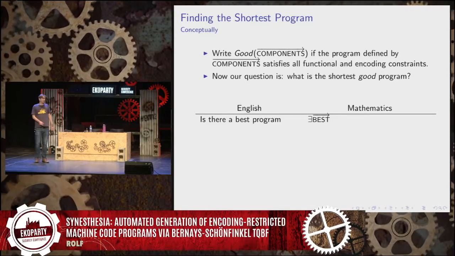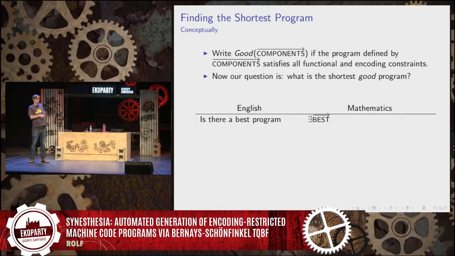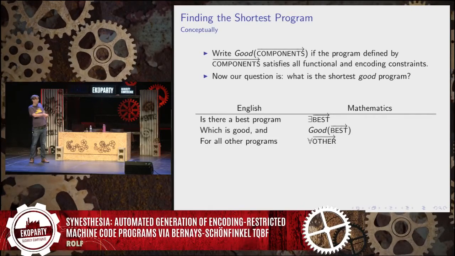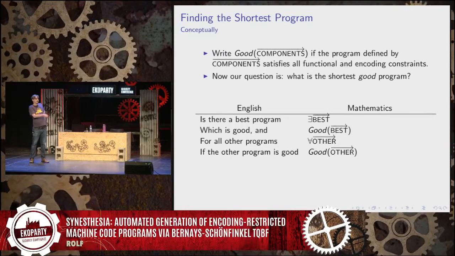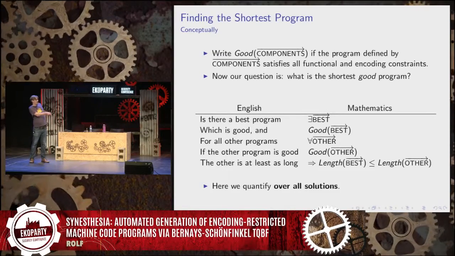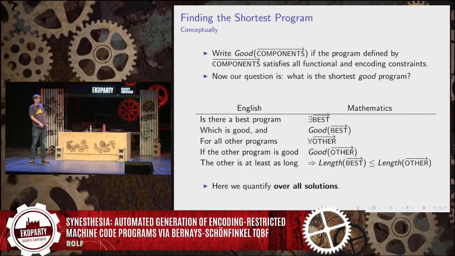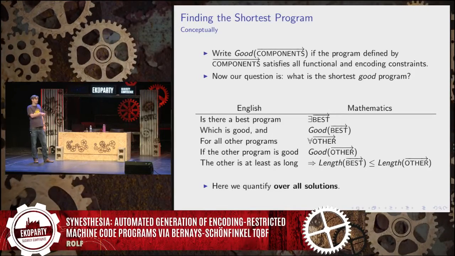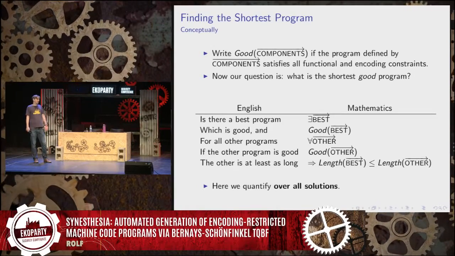Mathematically, we'll say: is there a best program, exists best, such that best is good, and for all other components, if the other components also satisfy the encoding restrictions and the functional restrictions, then the length of the best program is less than or equal to the length of the other program. So we're quantifying over all other solutions and saying, find me the solution that has the minimal length amongst them.